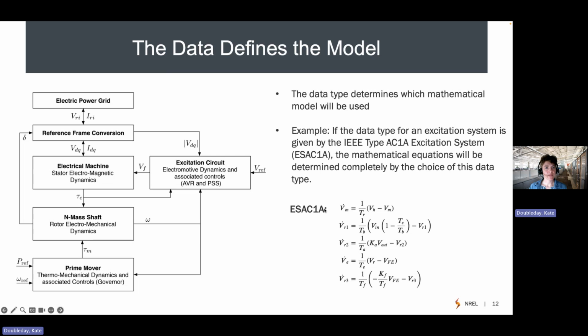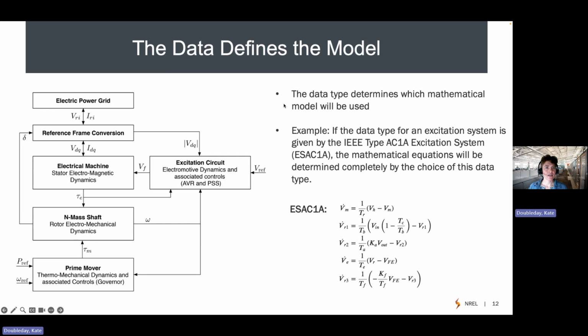So an example would be, let's say you want to model the AVR using a model from the IEEE Type 1 AC1A excitation system, ESAC1A model, that has a set of very specific equations within that model. That includes specific time constant parameters, specific gain parameters, and specific voltage parameters. And this might be a very different set of parameters compared to a different AVR model. So Sienna Data has defined specific types for these different models because they need such different data.